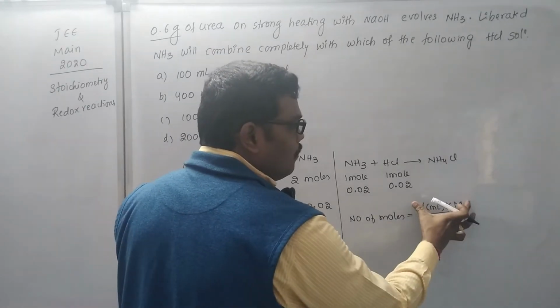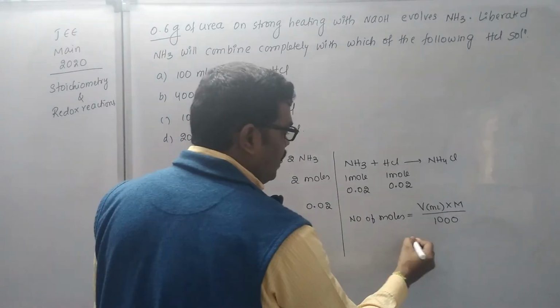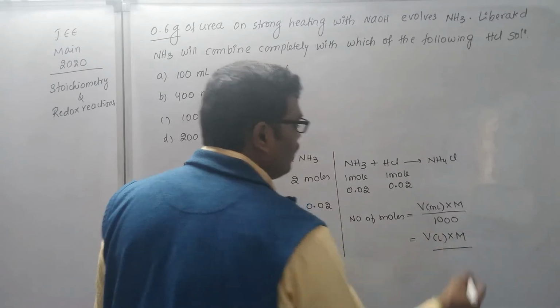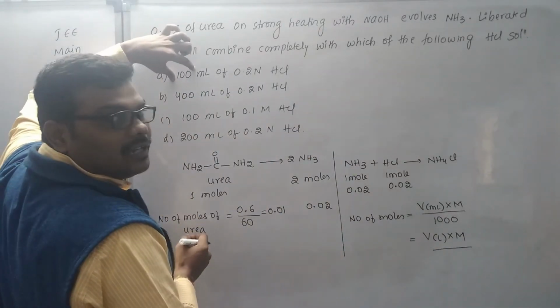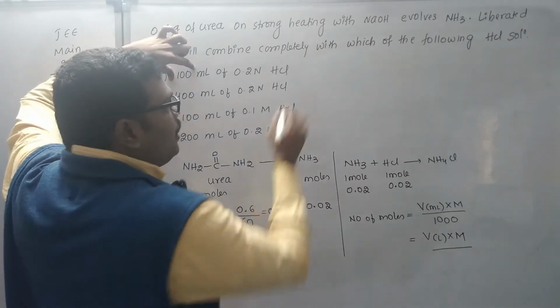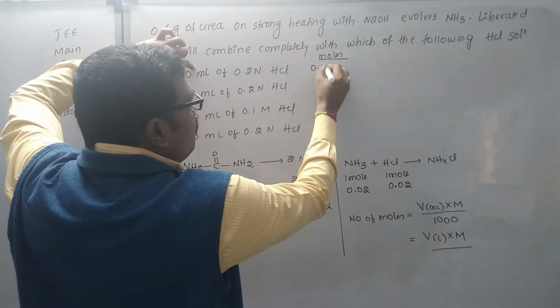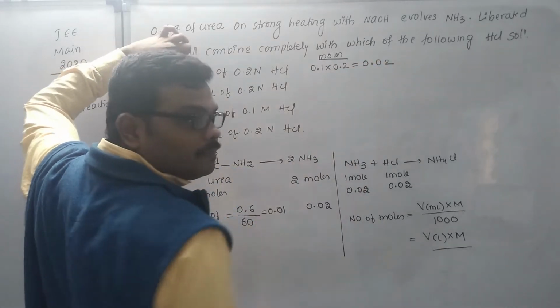Volume in milliliter and molarity gives millimoles. Millimoles divided by 1000 gives moles. You can also write volume in liters times molarity, which gives the number of moles. Here the volume in milliliter is 100. If you convert this into liters, that becomes 0.1. So here I am going to write moles: 0.1 times 0.2 is equal to 0.02.